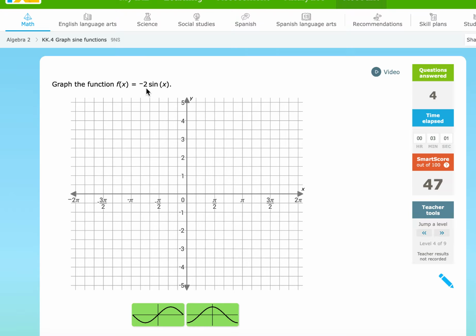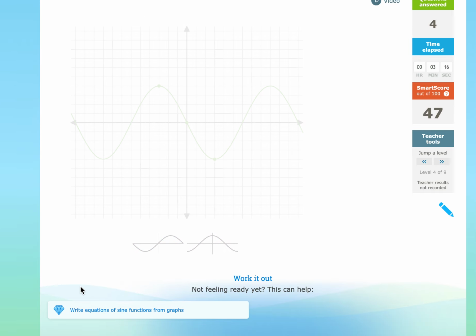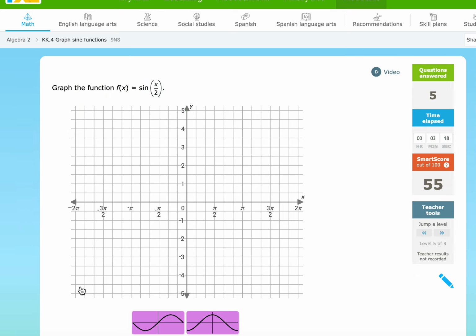Okay, -2 sine of x. Once again, we start at 0, then we move to 90 degrees. Sine of 90 degrees is 1 times -2 is -2, so it's going to be a reflection. Let's check our answer, and it is correct.